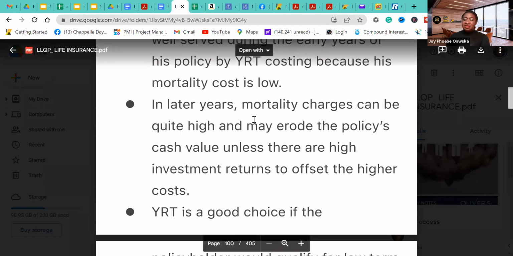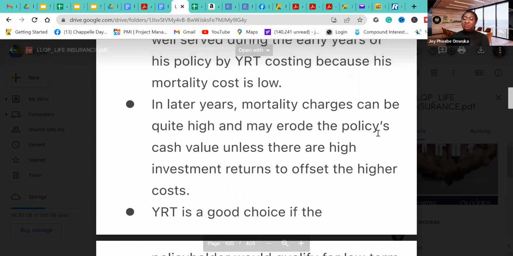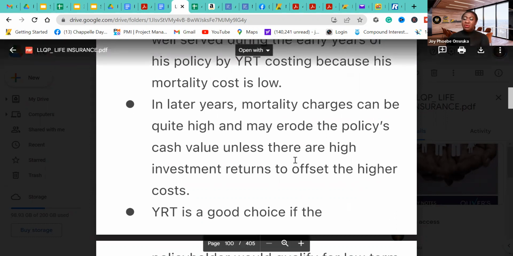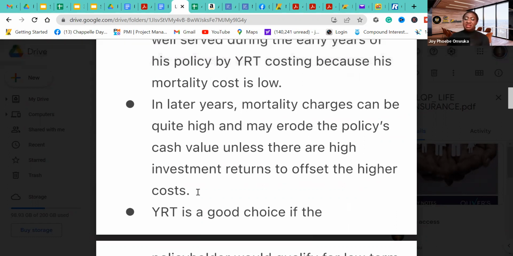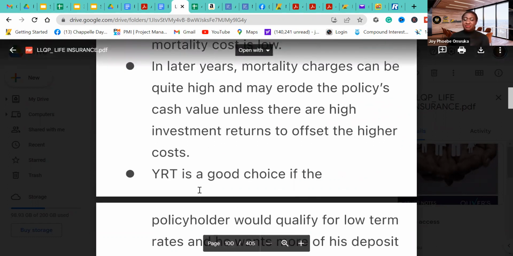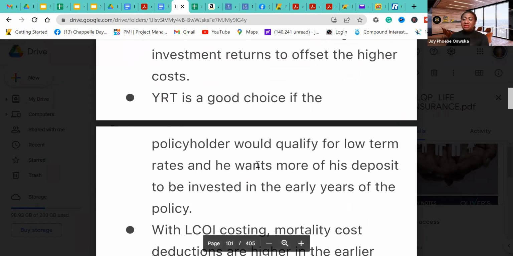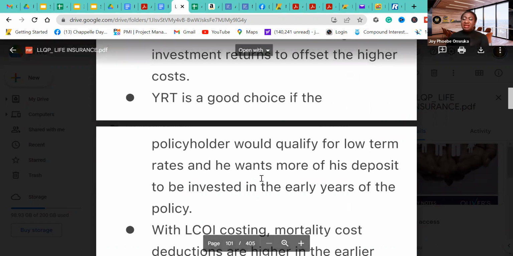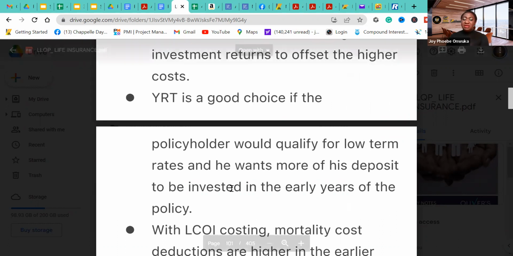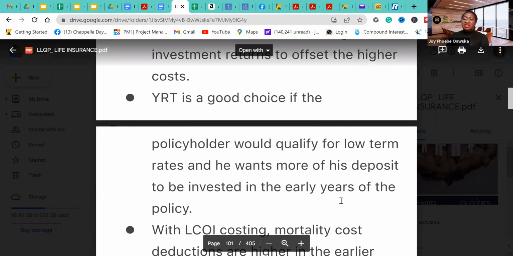In later years, mortality charges can be quite high and may erode the policy's cash value unless there are higher investment returns to offset the higher cost. YRT is a good choice if the policyholder will qualify for low term rates and he wants more of his deposit to be invested in the early years of the policy.